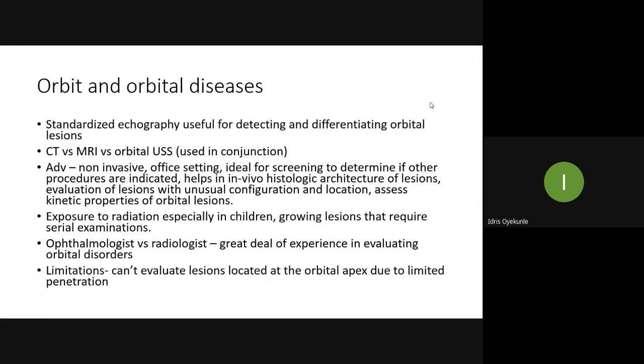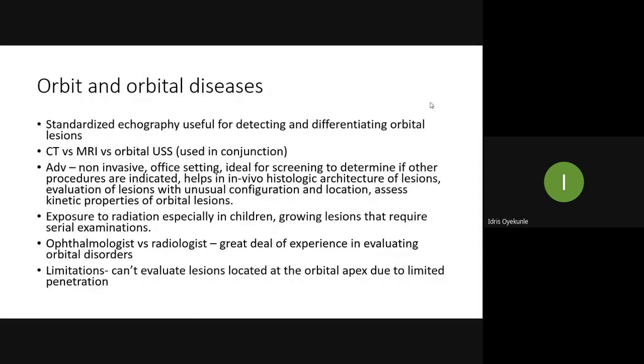And then it helps in assessing the in vivo histological architecture of the lesion. Also to evaluate lesions with unusual configuration and location, and you're able to assess the kinetic properties of these lesions. You also limit exposure to radiation when you do orbital ultrasound, especially in children, where you want to be careful of exposing them to ionizing radiation.